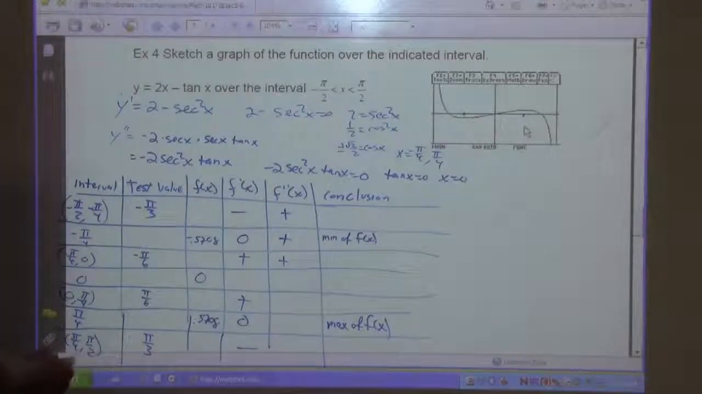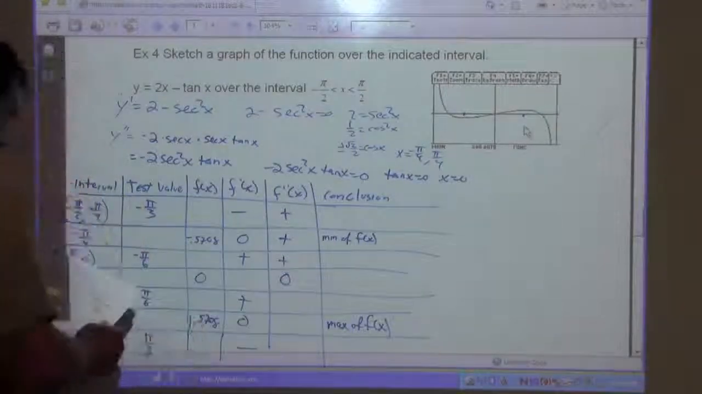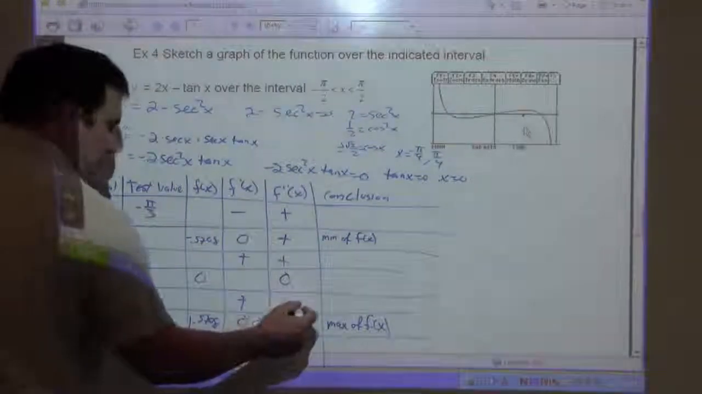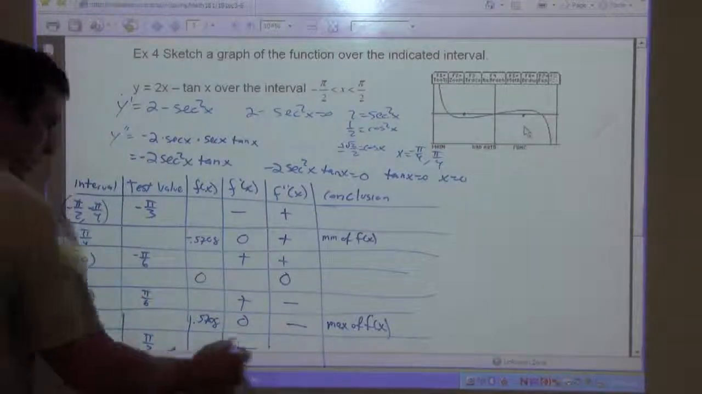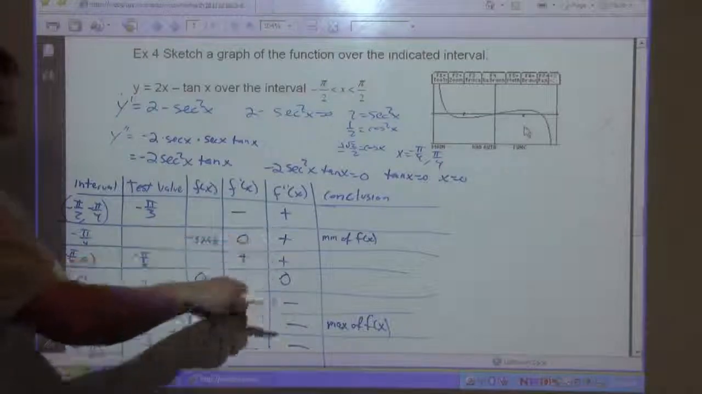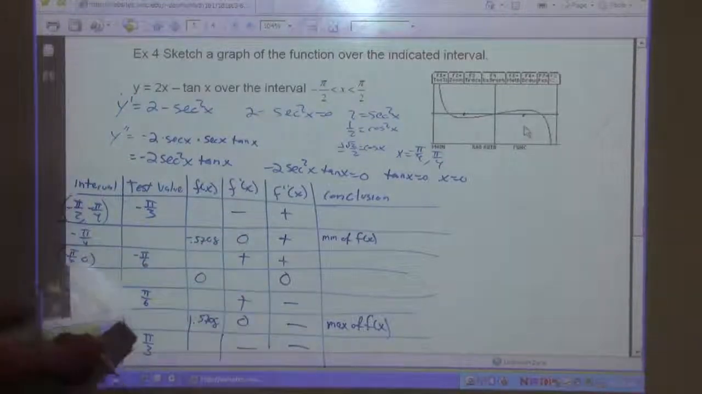Again, positive for that value. If I plugged in 0, I'm going to have 0. If I plugged in pi over 6, this will be negative here. Plugged in pi over 4, negative, and still negative. Now, given that's negative here, means that it's concave down. This is a maximum. So it's concave down for this whole area.